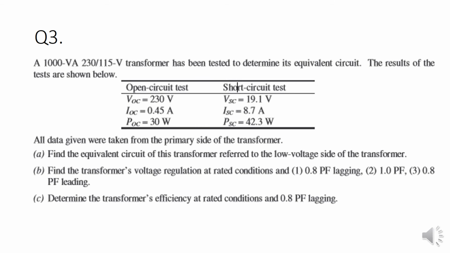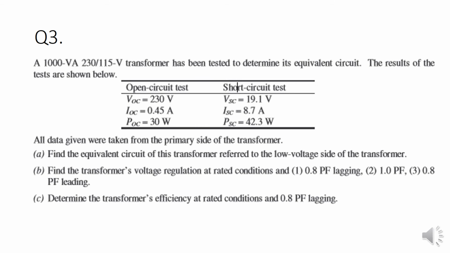Because the voltage will be zero, and compared to the current going through the excitation branch, the current going through the REQ and XEQ is very large, right? So therefore we can find the REQ resistance and XEQ value. Then in our question, you were given VSC 19.1 volts, that is the short circuit voltage, ISC, which is the short circuit current, then PSC, which is the power when we are doing the short circuit test, right?